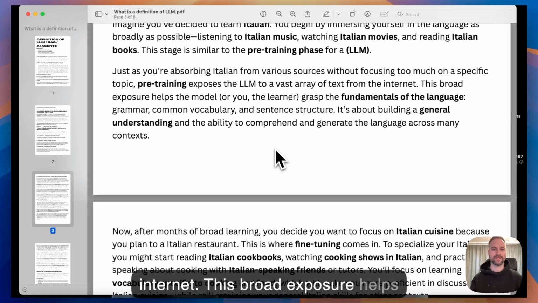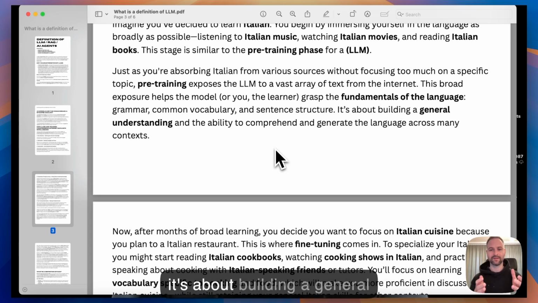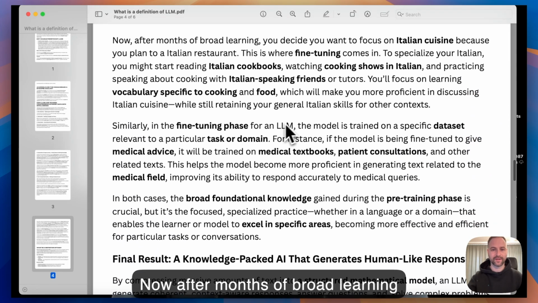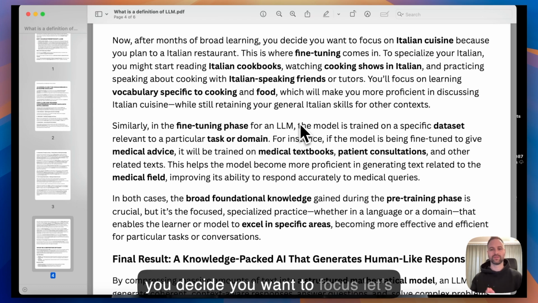This broad exposure helps the model, or you as a learner, grasp the fundamentals of the language, which is grammar, common vocabulary, sentence structure. And it's about building a general understanding and the ability to comprehend and generate the language across many contexts. Now, after months of broad learning, you decide you want to focus, let's say, on Italian cuisine because you plan to open a restaurant.